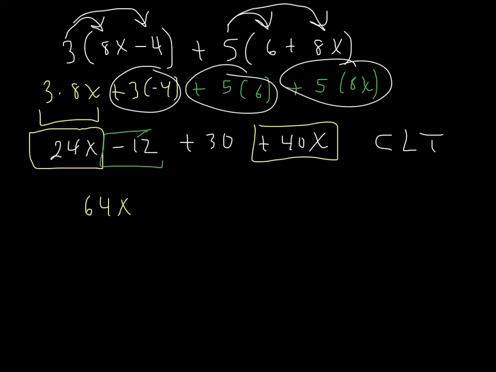And then the negative 12 and the positive 30 yields me a positive answer, because 30 is positive, it's bigger than 12, and the difference of 30 and 12 is a positive 18. And so that's our final answer. I'm going to do one more big one and then we'll call it quits for today.